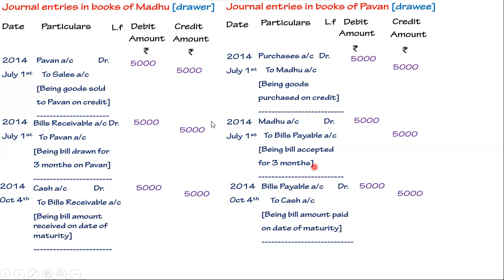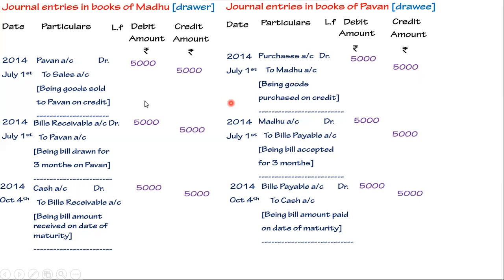So these are the journal entries in the books of seller Madhu and buyer Pawan. The first journal entry we have passed is on 2014 July 1st: Pawan account debit 5,000 to sales account 5,000, and the narration is being goods sold to Pawan on credit. Whereas the first journal entry in the books of the buyer is on 2014 July 1st: Purchases account debit 5,000 to Madhu account 5,000, and the narration is being goods purchased on credit.